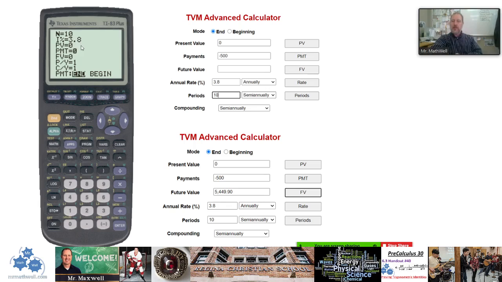The payment. Now we don't know what the payment is, so just leave that for now. We're going to come back, I'll show you how to figure that out. Or sorry, payment we do know, it's the future value we don't know. So I'm going to do negative 500 here. The negative, positive, all that still holds true. Future value we don't know.